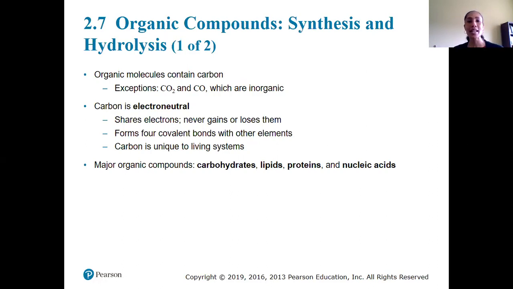All right, so let's get into some of these organic compounds. We talked about inorganic compounds.